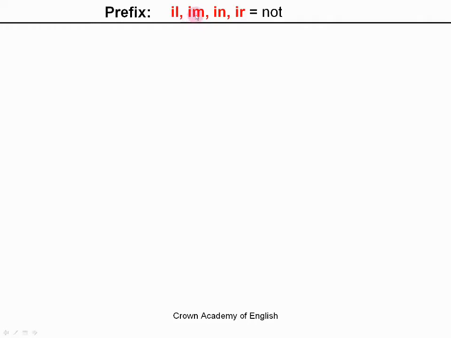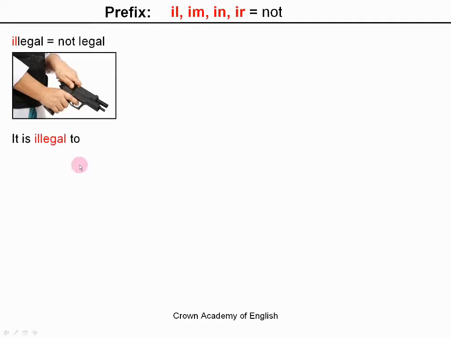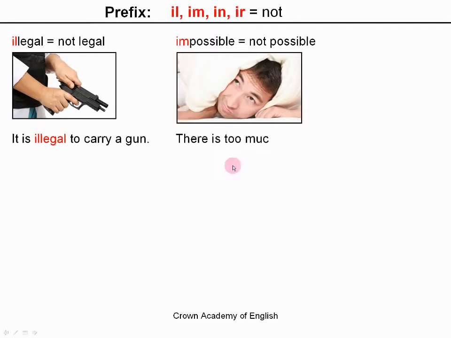IL, IM, IN, and IR. They all mean not, or some sort of a negative. Illegal means not legal. It is illegal to carry a gun. Impossible is not possible. There is too much noise. It's impossible to sleep.